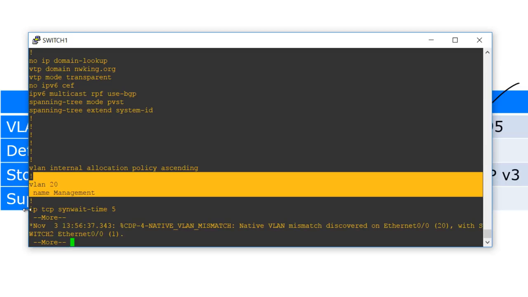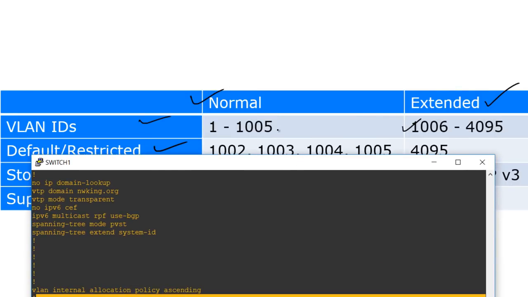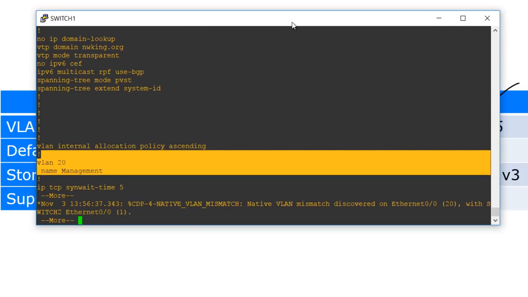So if VTP is in transparent mode or off, and you add a normal VLAN, the VLAN gets added into the running config. What do I mean by normal VLAN? VLAN numbers less than 1005 are normal VLANs. So if you're adding a normal VLAN when VTP is off or in transparent mode, that information gets added into the running config and to the VLAN database, right?